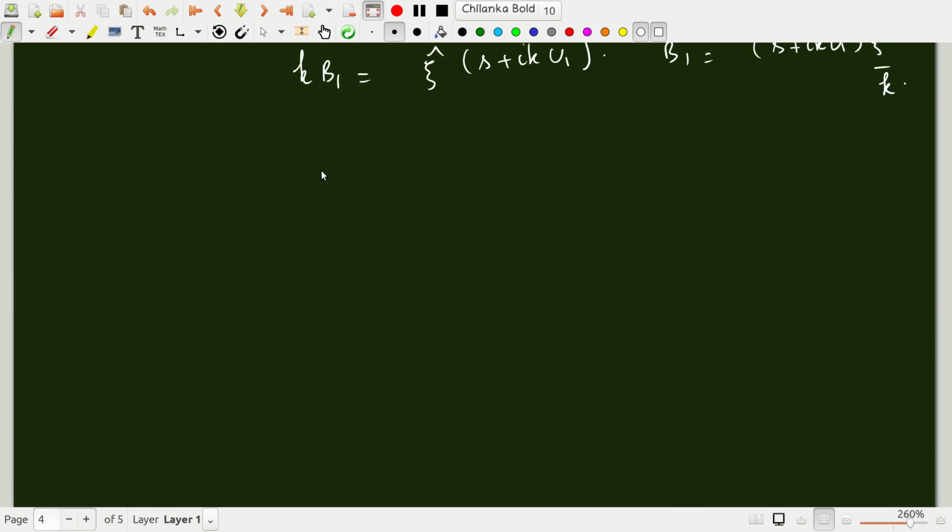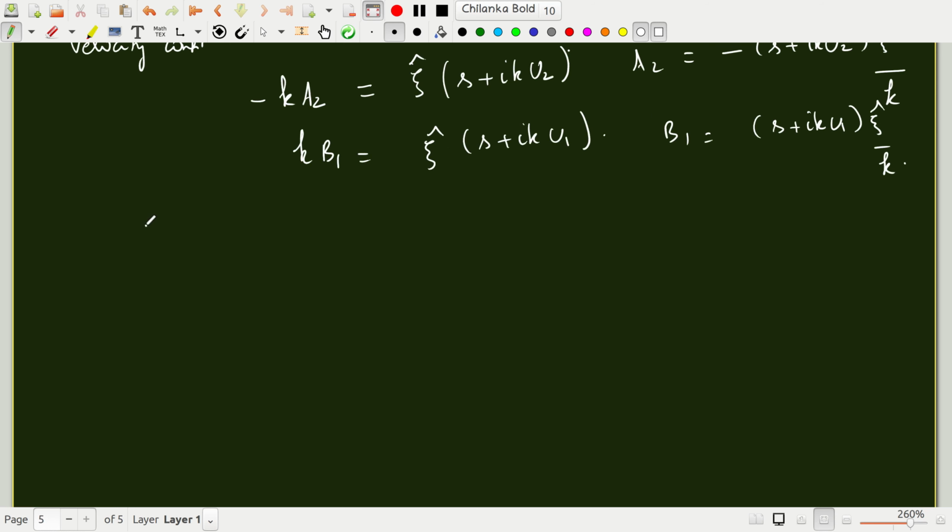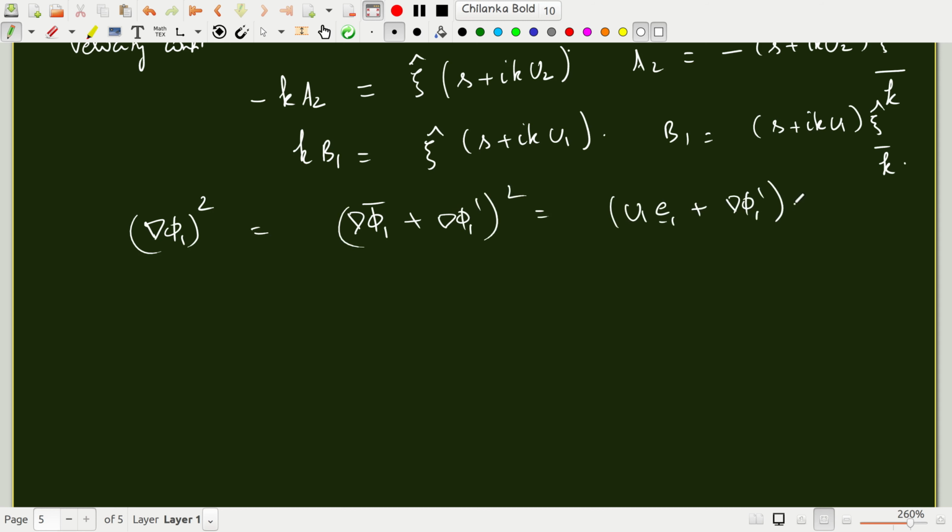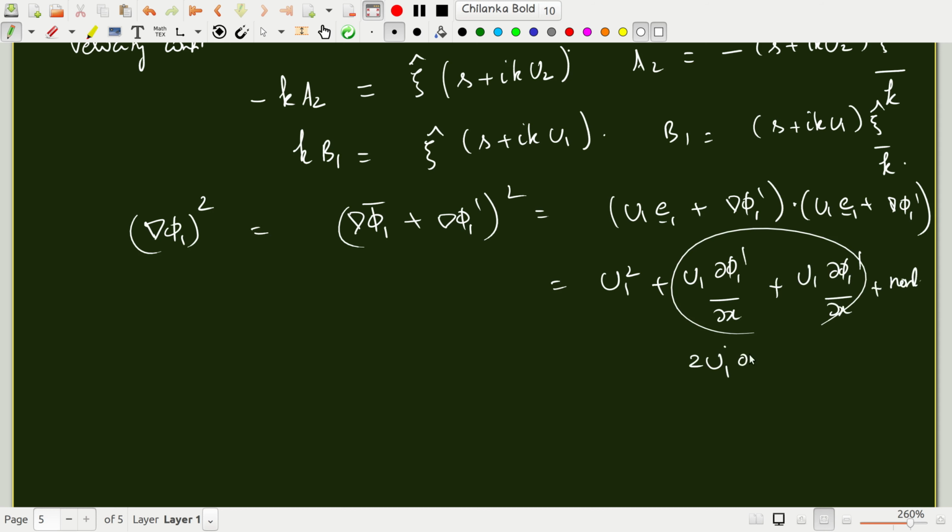Okay, let me just explain this again here for the sake of your benefit. So we have del phi1 squared. This is nothing but del phi1 bar plus del phi1 prime squared. Del phi 1 bar is u1 e1, plus del phi 1 prime, and dotted with the same thing. That's what the square means. Now if I dot this with this, I'll get u1 squared, plus if I dot this with this, I'll get u1 partial phi1 prime by partial x. If I dot this with this, again I will get u1 partial phi1 prime by partial x plus a nonlinear term. So this is what will give rise to 2u1 partial phi1 prime by partial x.